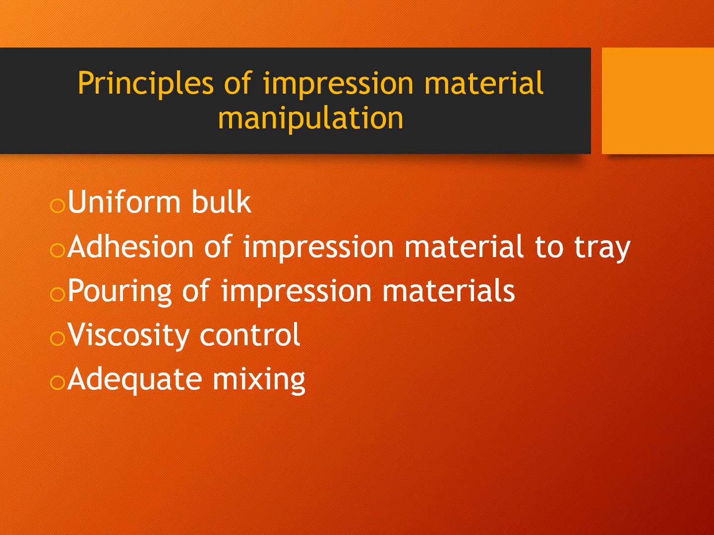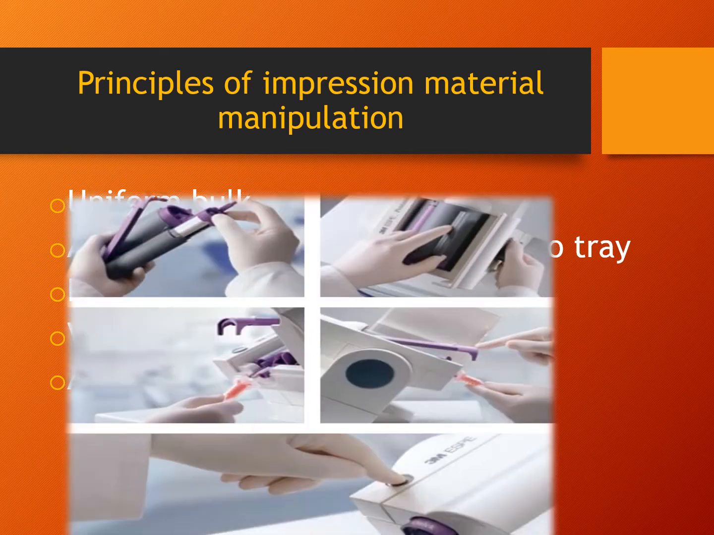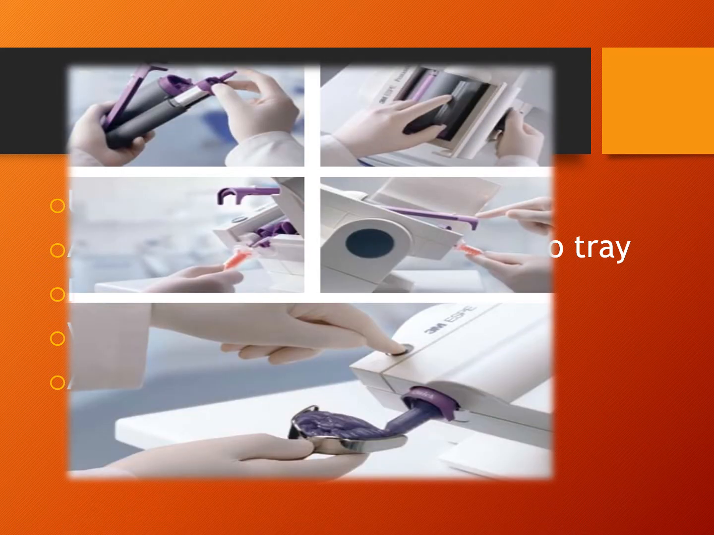And the final principle is about adequate mixing. We have already discussed the auto mix system, and also the less expensive mixing guns. These systems provide optimum mixing of the material. So they will have fewer inherent voids, improved working time, and it also reduces the wastage of material. So these are the principles of impression material manipulation.